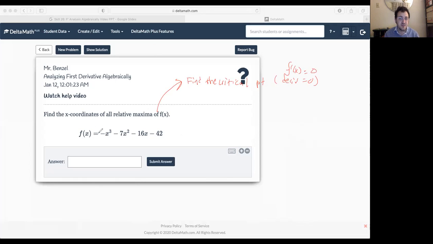So I'm just going to take the derivative, and we're just going to use it. So I got negative 3x squared minus 14x minus 16. So that is our derivative. I'm just going to box that so we can continue using it. So I have negative 3x squared minus 14x minus 16 equals 0. And then now we're just going to factor and solve.